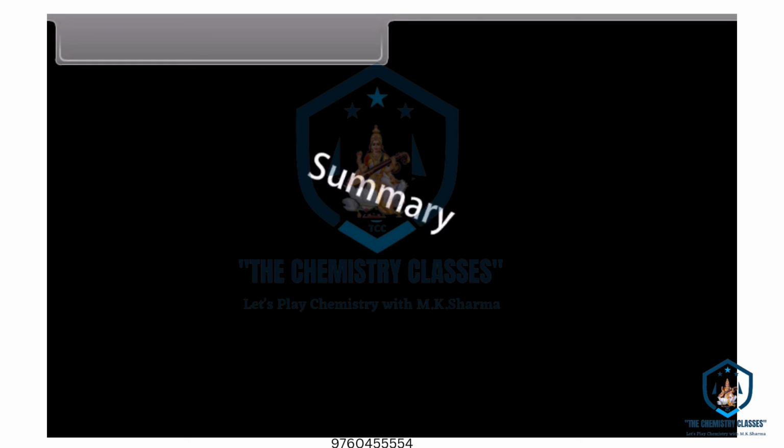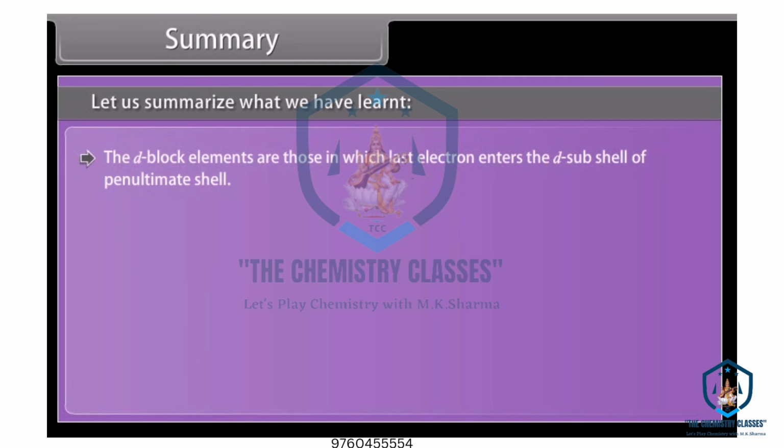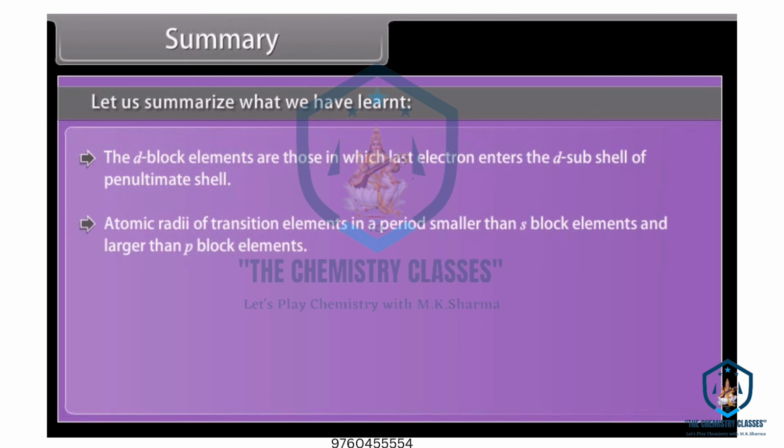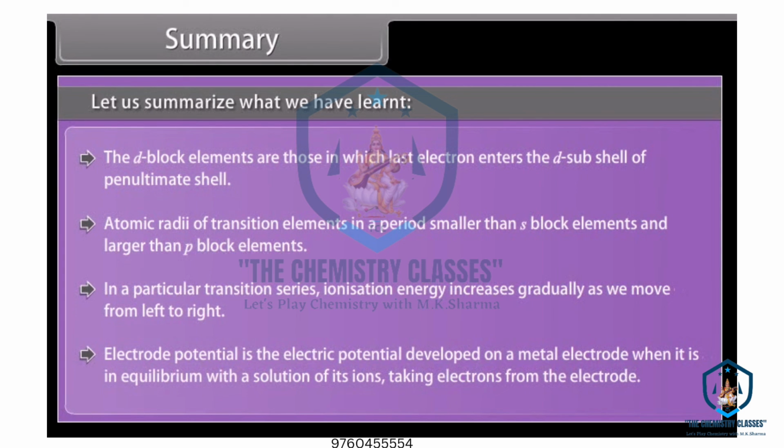Summary. Let us summarize what we have learnt. The d block elements are those in which the last electron enters the d subshell of the penultimate shell. Atomic radii of transition elements in a period are smaller than s block elements and larger than p block elements. In a particular transition series, ionization energy increases gradually as we move from left to right. Electrode potential is the electric potential developed on a metal electrode when it is in equilibrium with a solution of its ions, taking electrons from the electrode.